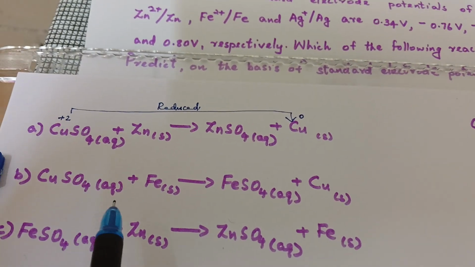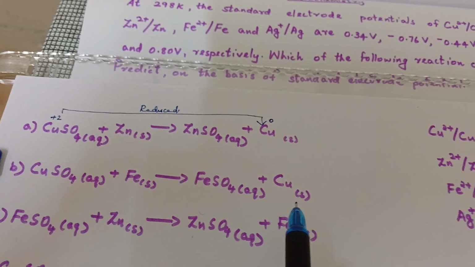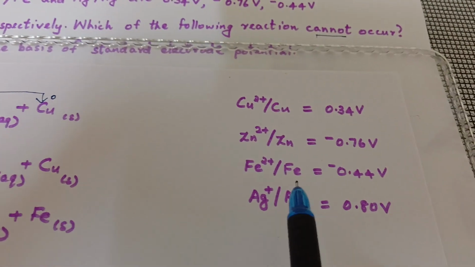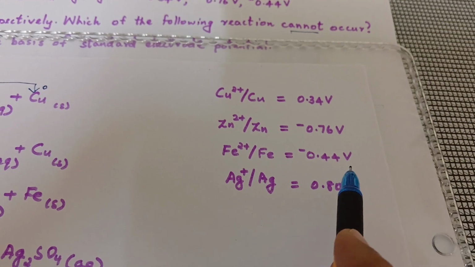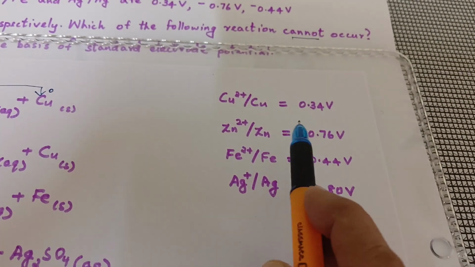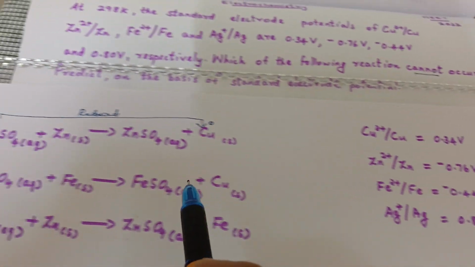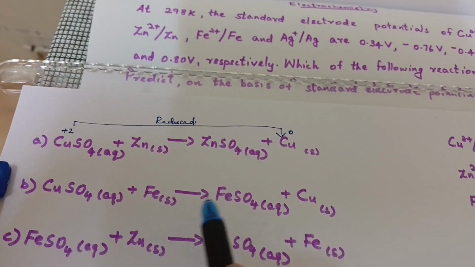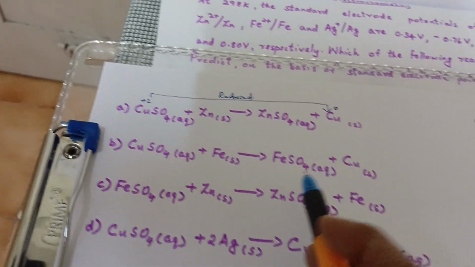Next one, copper sulfate plus Fe giving FeSO4 plus Cu. Here also we can see Fe is having minus 0.44 volts and copper is having 0.34 volts. So copper should get reduced. Here also the same thing is happening. So this reaction is also possible.